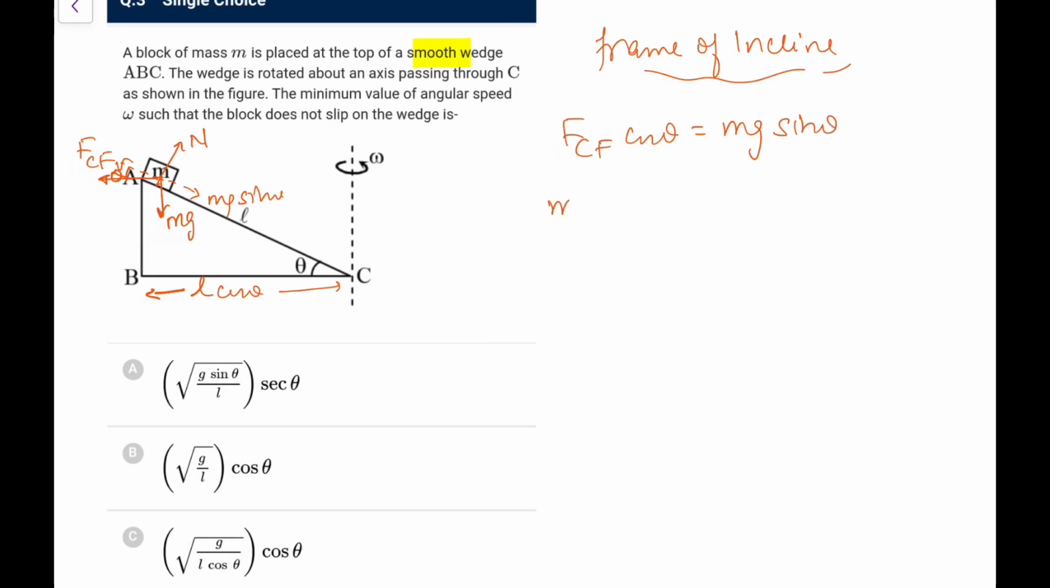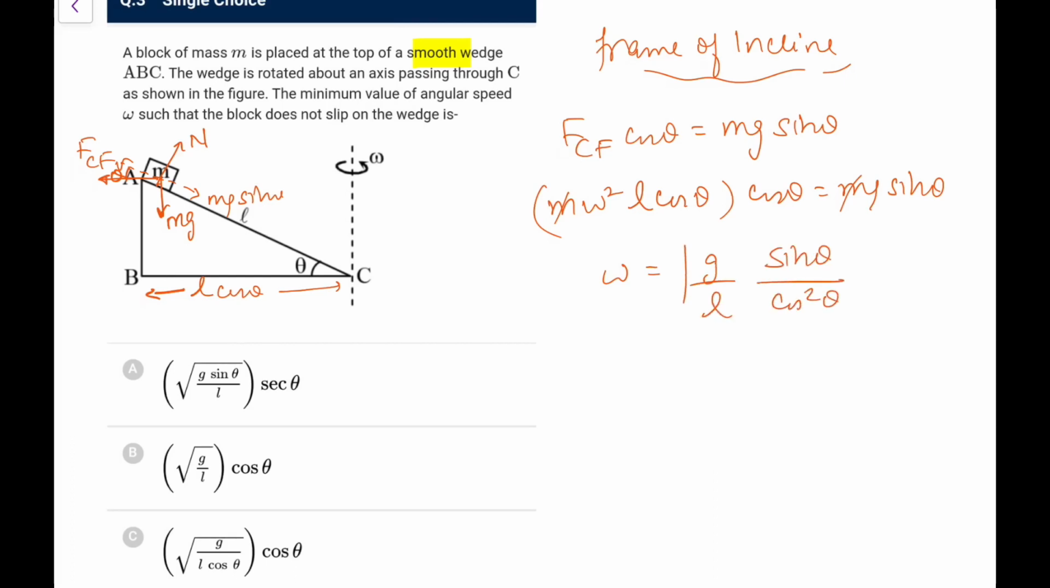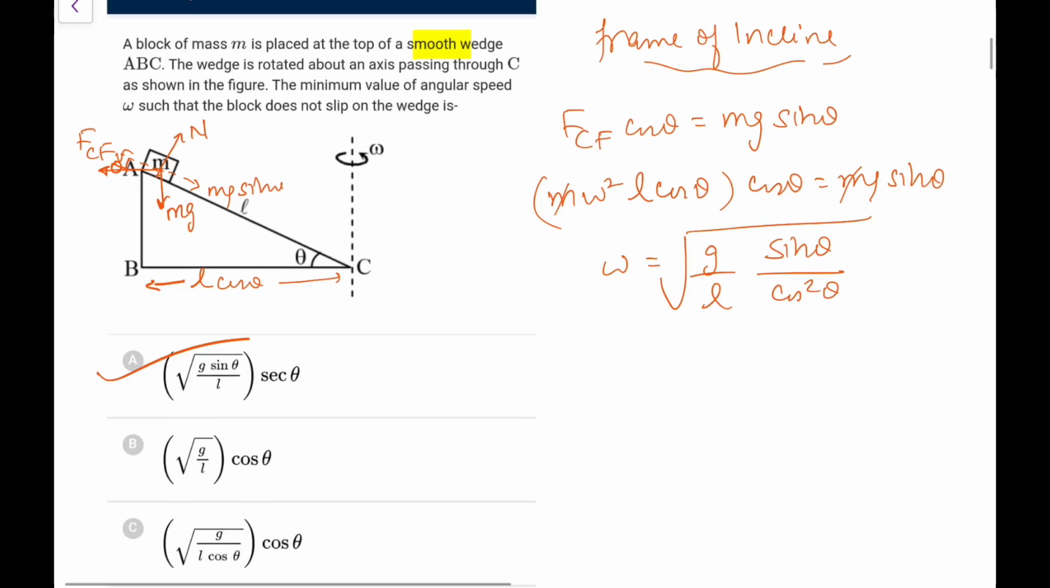And what is FCF? That is m omega square r. R is L cos theta, as I told you, so m omega square L cos theta into cos theta is equal to mg sin theta. So the value of omega, cancelling m first, comes out as the square root of g by L into sin theta upon cos square theta. That is what we are getting. Based on the options, it would be option A, because 1 upon cos theta will come out, and 1 upon cos theta is sec theta. So not that tough a question.